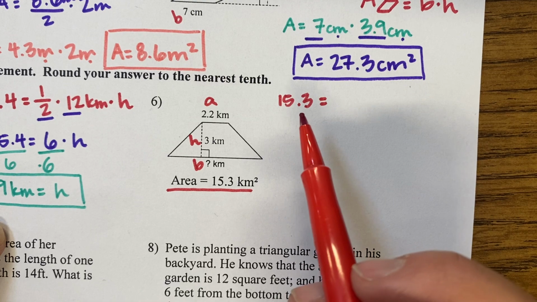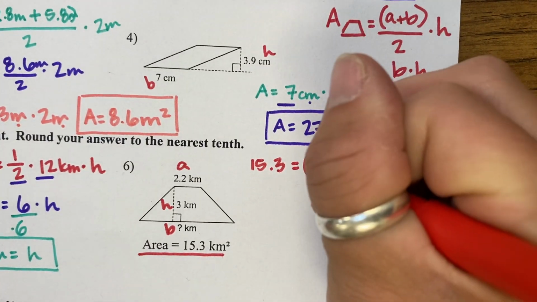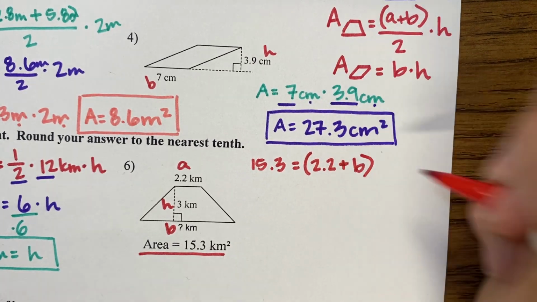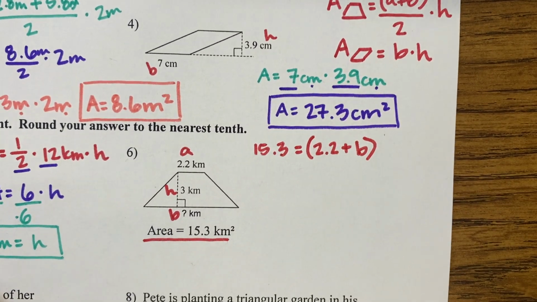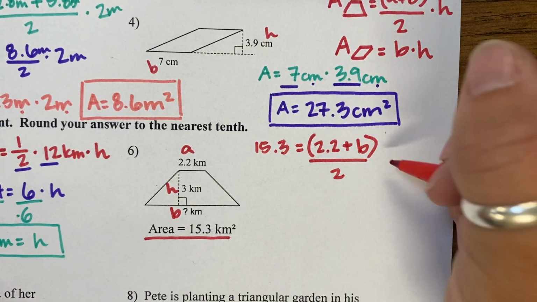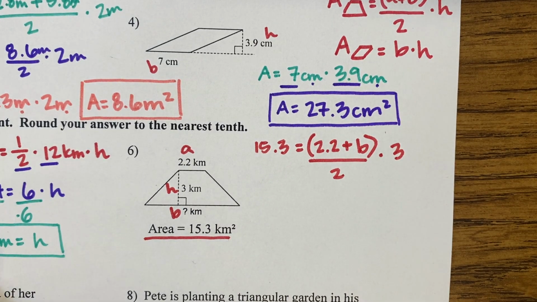So we have 15.3 equals, in parentheses, A plus B. So parentheses 2.2 plus B, we don't know, so we're just going to leave it as B. We have to divide that by 2 because the formula tells us to. Then we have to multiply it by our height, which is 3.